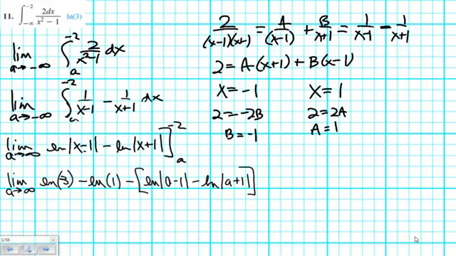All right. Cleaning up. The limit as a approaches negative infinity. I kept on dropping my negatives there. The natural log of 1 is 0, so let's not write that. The natural log of 3 minus, now, these are two natural logs and we've got a subtraction, so I could rewrite this as the natural log of the absolute value of a minus 1 over a plus 1.